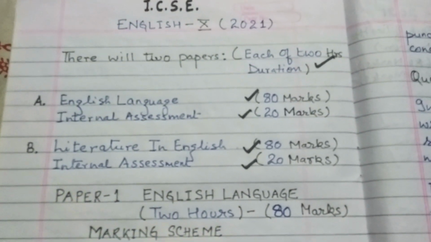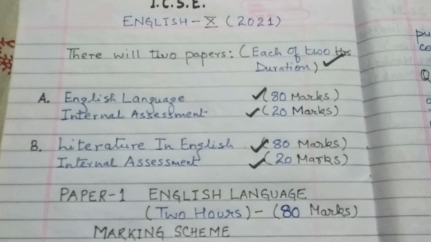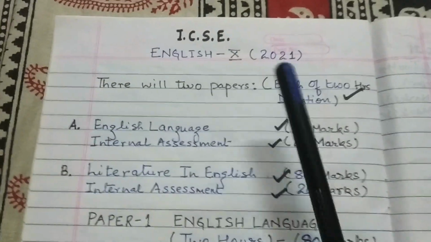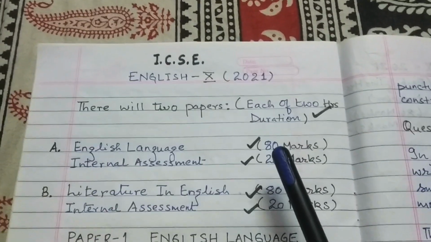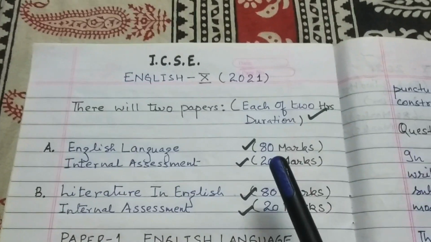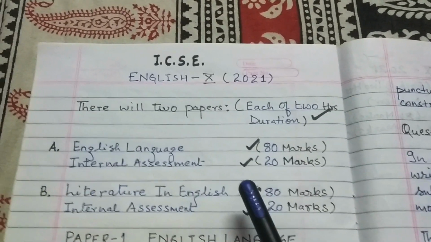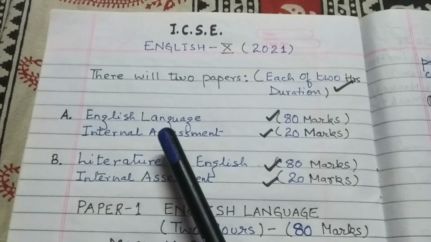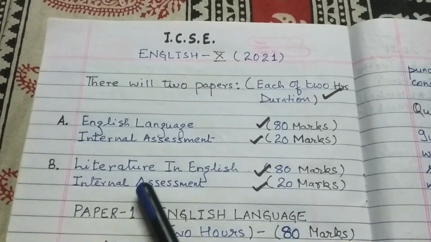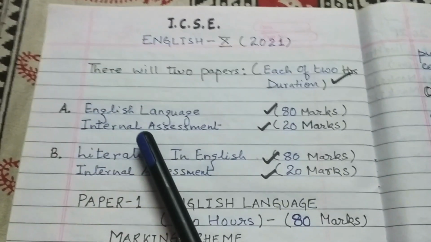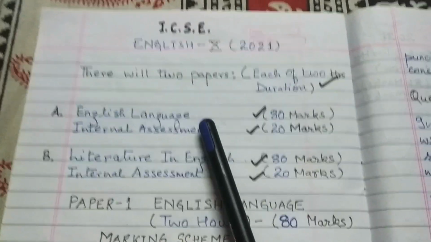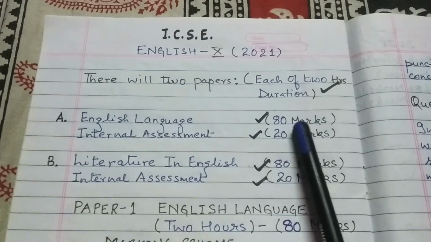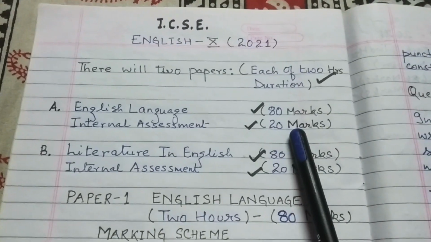So, my dear students, today I'll be discussing with you the question paper patterns for the subject English. This video is for the ICSE aspirants of the batch of the year 2021. Subject English has two papers: English paper 1, which is English language, and English paper 2, which is literature in English. In this video, we will be discussing English paper 1, English language. The English language paper carries 80 marks for theory, and you have an internal assessment of 20 marks.